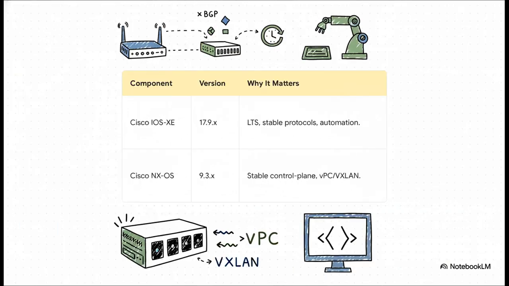For your routers and switches, anything running IOSv, you have got to be on the 17.9.x train. Now, why that one? Simple. It's a long-term support release, which means you get stable, predictable behavior for all the big stuff, like BGP and OSPF. Plus, it fully supports the automation tools you're going to get tested on. Then, for your data center gear, NXOS 9.3.x is the key. This version gives you the vPC and VXLAN features you need, and, maybe most importantly, a CLI that is going to be consistent with what you see on exam day.